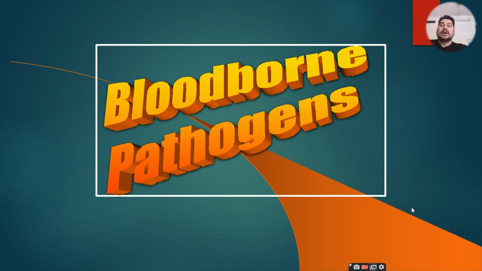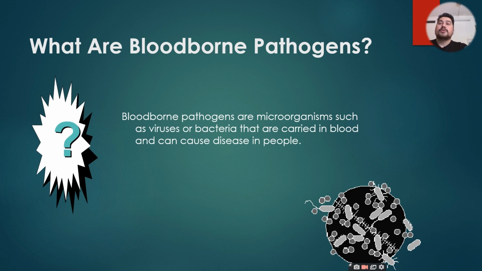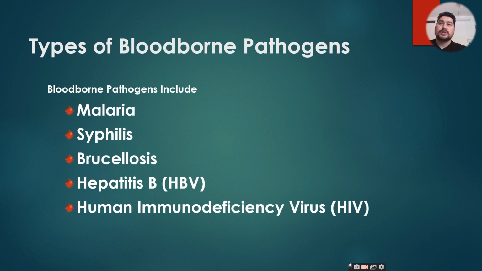So let's start our training related to bloodborne pathogens. What are bloodborne pathogens? Bloodborne pathogens are microorganisms such as viruses or bacteria that are carried in blood and can cause disease in people. There are mainly two types of microorganisms, viruses and bacteria. These are the two microorganisms which can cause bloodborne diseases.